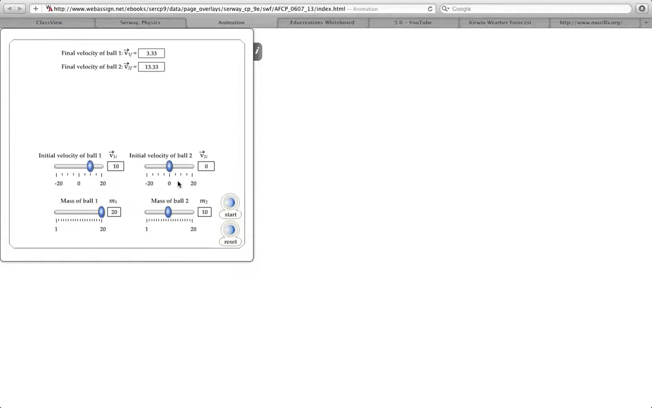Other situations that can happen is that the balls can be moving towards each other, they can be moving away from each other, but in the end, the momentum will always be conserved. It's easier to talk about this using math, so we'll get to that.